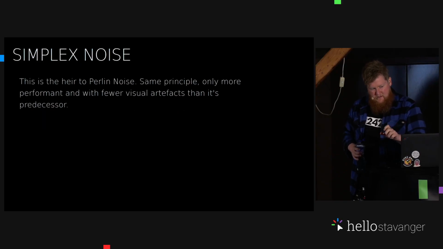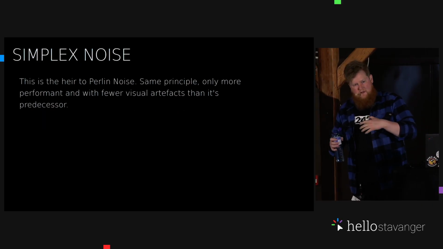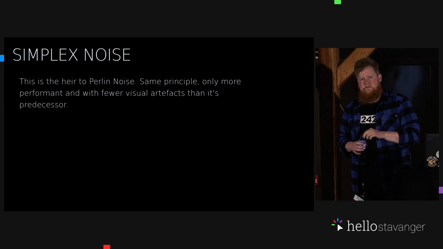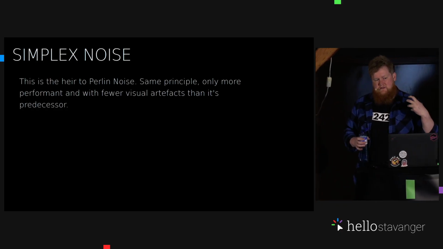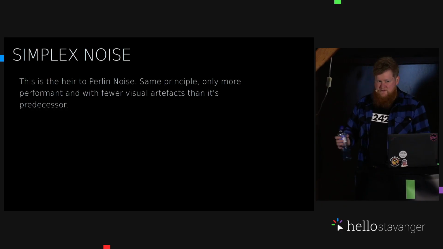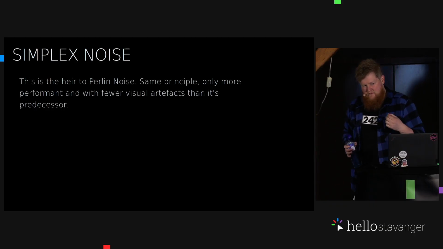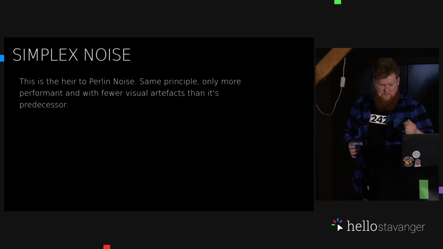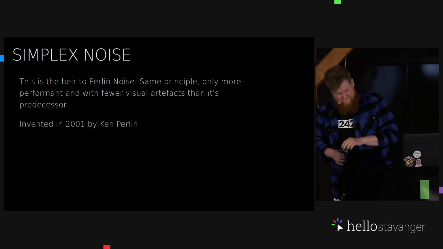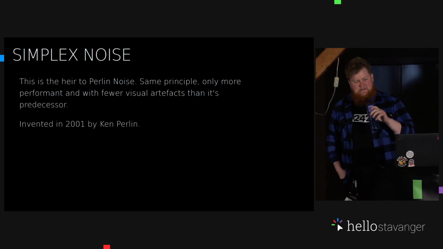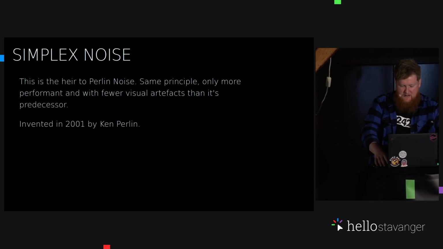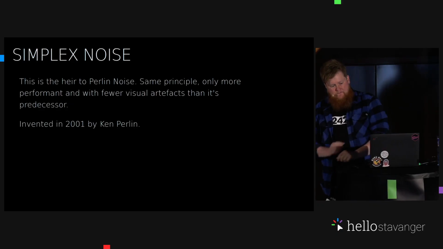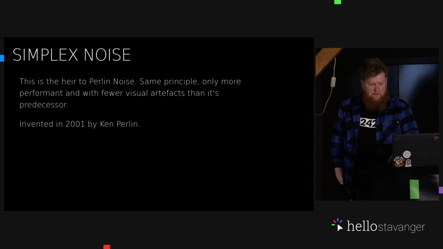But Perlin noise wasn't without its flaws. It had some pretty obvious visual artifacts if you knew what you were looking for. So someone created simplex noise. Same principle, only more performant and with fewer artifacts. And that someone was, of course, Ken Perlin. He kind of superseded himself, which is good for him. So today, simplex noise is pretty much the de facto standard for any kind of pseudo-random generating noise.